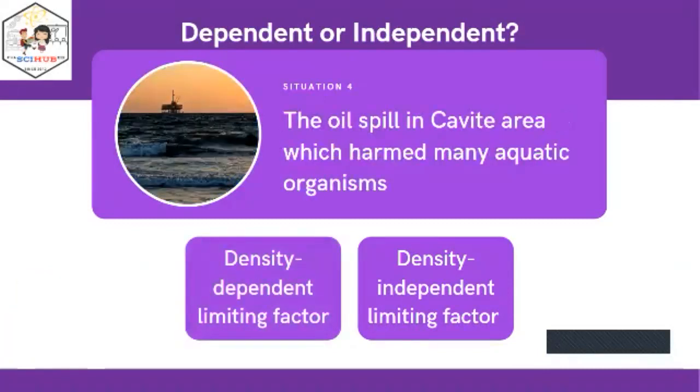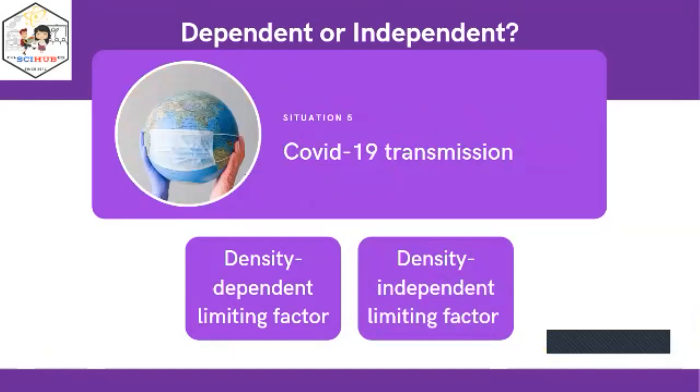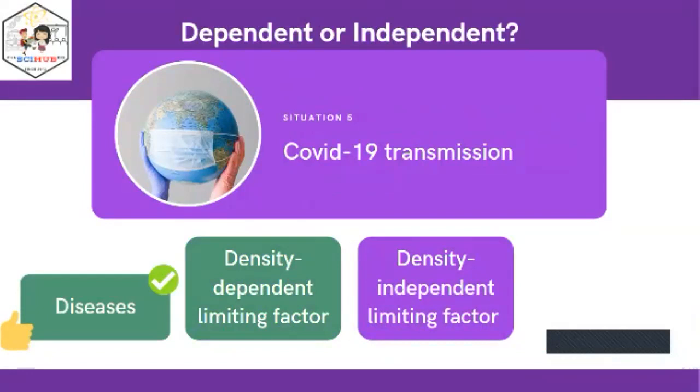Next, the oil spill in Cavite area which harmed many aquatic organisms. If your answer is density independent factor, such as pollution, tama. Kasi ito ay isang uri ng chemical phenomena na naka-harm sa aquatic organisms sa Cavite area. Next, situation 5, napapanahon, COVID-19 transmission. If your answer is density dependent limiting factor, tama. Sapagkat ito ay nabibilang sa factor na diseases.